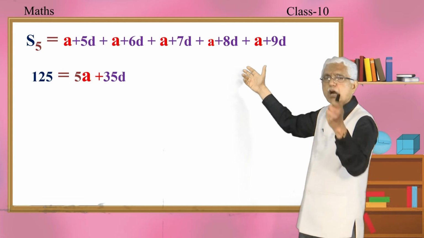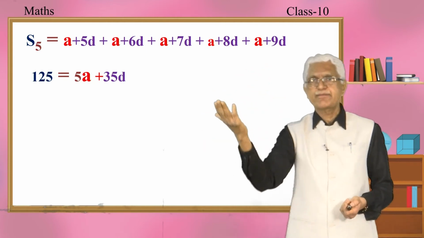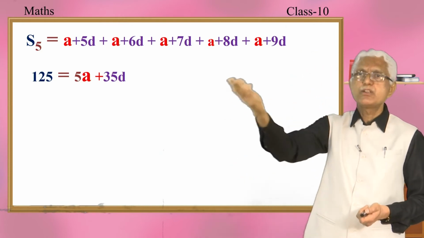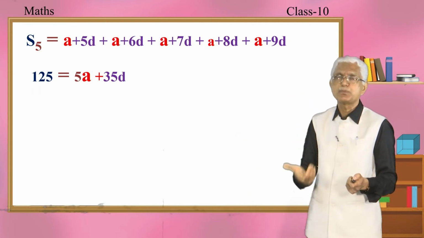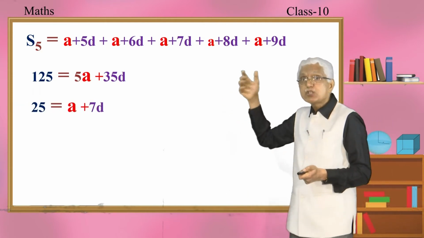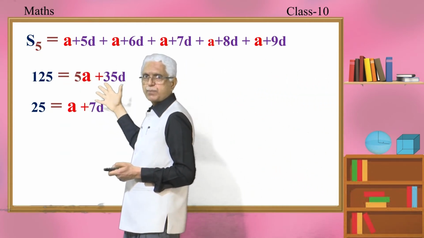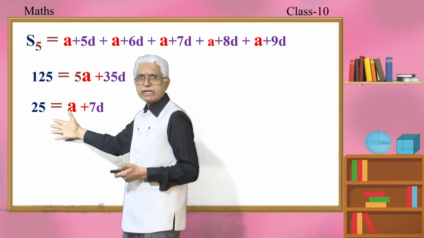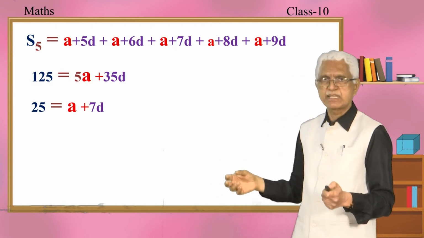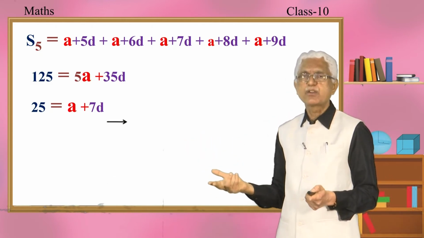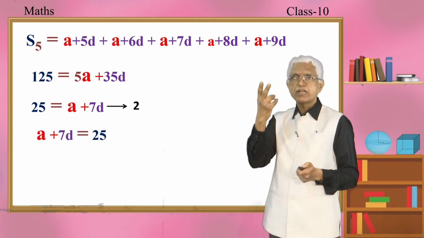Okay. And what is the sum? 125. 125 is equal to, there are A 5 times repeated, 5A, and D when you add you get 35D. Here again the same kind of simplification is being carried out. You had 125 is equal to 5A plus 35D, correct? 5 25s are 125, 5 1s are 5, 5 7s are 35, so 25 is equal to A plus 7D. Call this equation number 2. So, you got a pair of linear equations, my dear children.